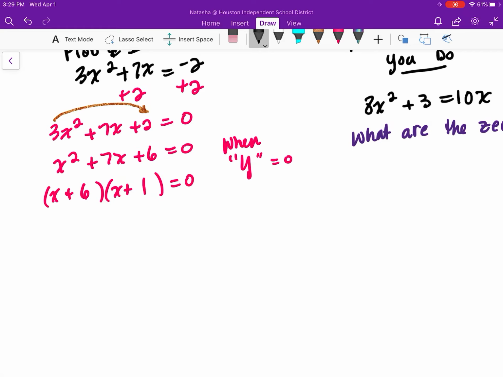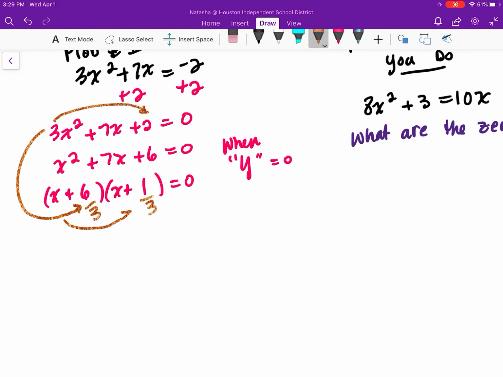All right, now I'm going to go back in and bring back my a value. So don't forget your a value. I'm going to bring that back in and divide both of these by 3, okay? So now when I divide both of those by 3, that becomes x plus 2 times 3x plus 1, and that's going to be equal to 0.